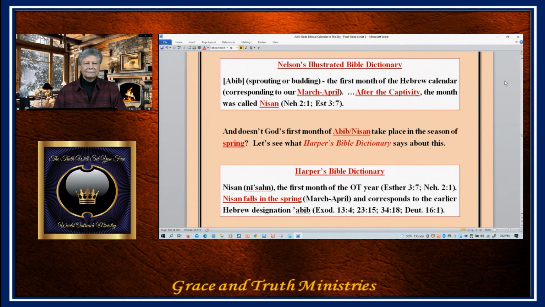Now let's see what Nelson's Illustrated Bible Dictionary has to say about this. Abib, it means sprouting or budding. The first month of the Hebrew calendar, corresponding to our March or April. After the captivity, the month was called Nisan. And doesn't God's first month of Abib or Nisan take place in the season of spring?